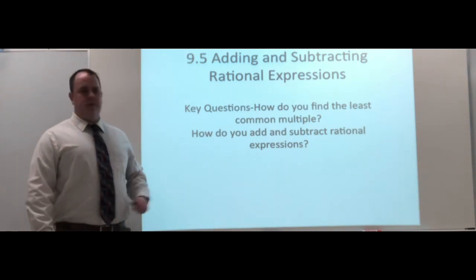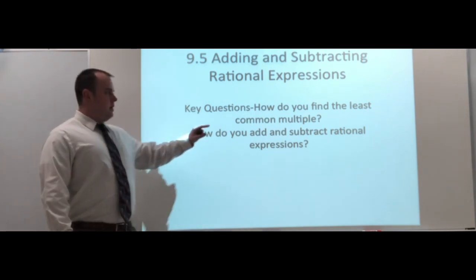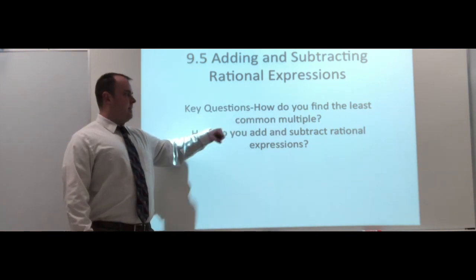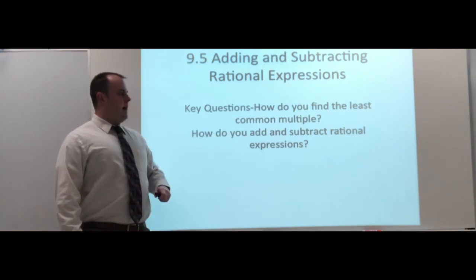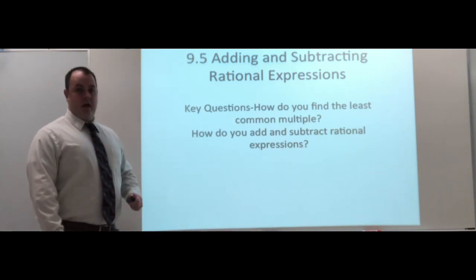Okay, on to 9.5 of Honors Algebra 2, adding and subtracting rational expressions. We'll deal with this in two parts again. How do you find the least common multiple, and how do you add and subtract rational expressions? So the first part here, we're going to be dealing with the least common multiple.